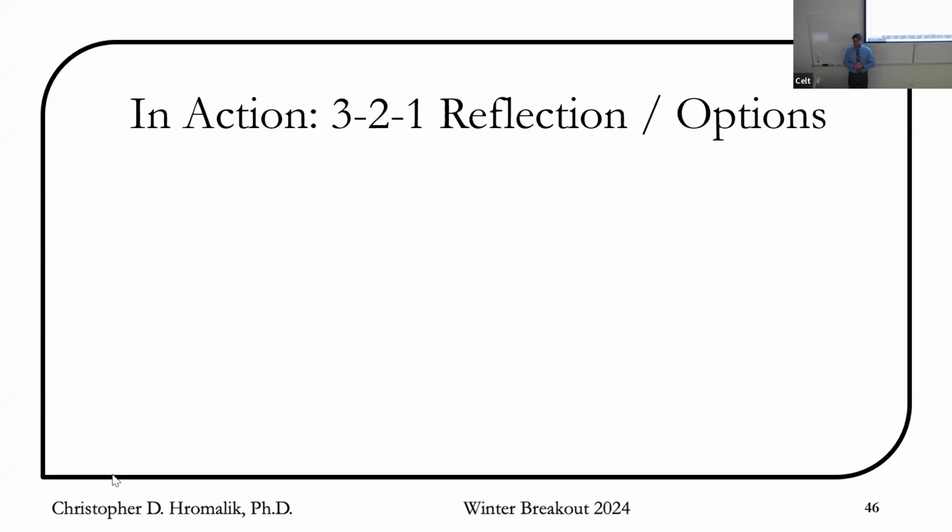Another example of reflection would be 3-2-1 reflection. And 3-2-1 can be 3 of something, 2 of something, 1 of anything else. So I'll give an example of one, but you can have 3-2-1 of something completely different.